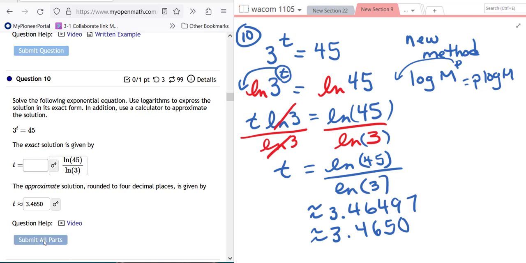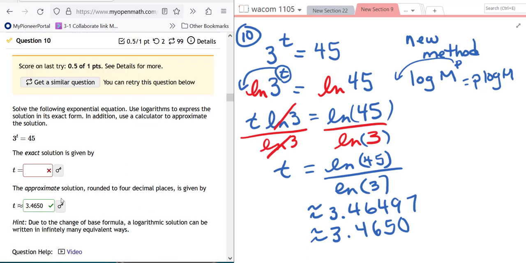And it's going to mark me wrong for the first part. All right, so that was fine, but it did take it without that 0.